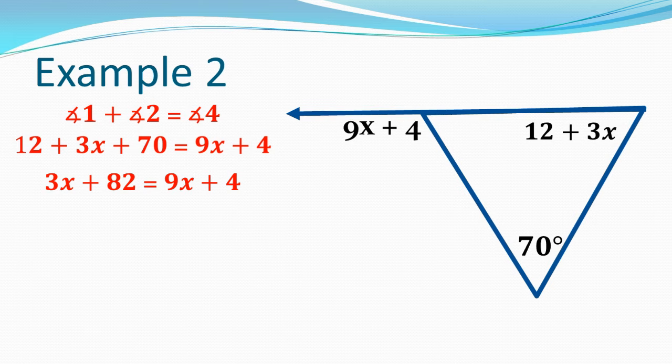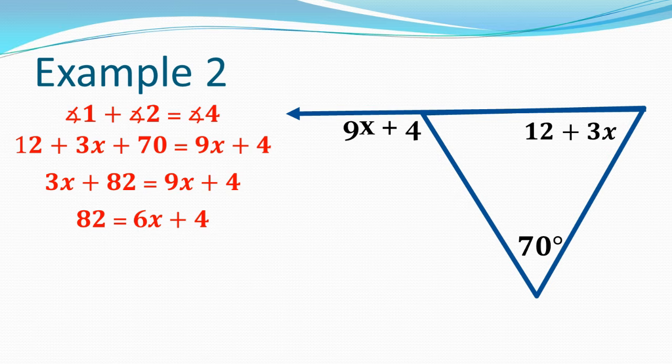When I combine like terms across an equal sign, that's the only time I use inverse operations to combine like terms. To move the 3x from left to right, I need to subtract 3x from both sides. 3x minus 3x is 0, leaving me with just 82 on the left. 9x minus 3x gives us 6x, and the 4 just comes straight down. Now we have a two-step equation. I ask myself the same two questions. What's happening to my variable? How do I undo it?